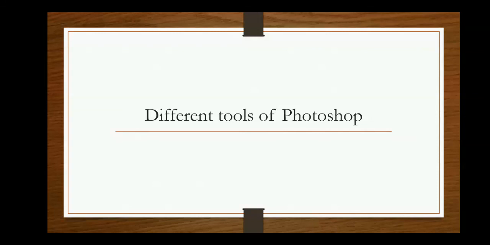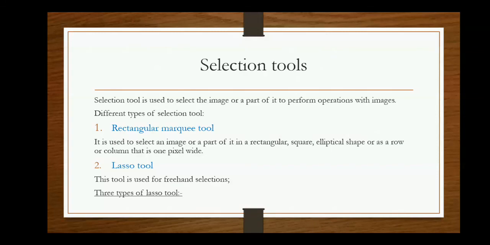Now we will know about the different types of tools. Selection tool. Selection tool is used to select the image or a part of it to perform operations with images. Different types of selection tool. There are two types of selection tool: rectangular marquee tool and the lasso tool.